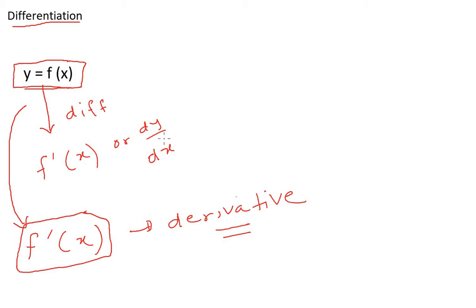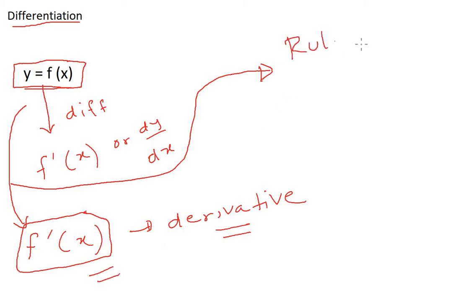So whenever you want to find the derivative, whenever you want to differentiate, you must apply one or more rules of differentiation. So please remember this: whenever you want to find the derivative, you must apply one or more rules of differentiation. So let's learn the first simplest rule.